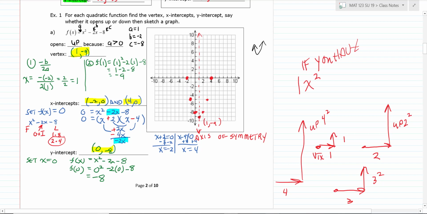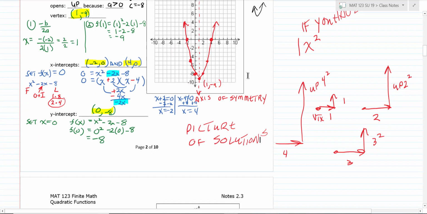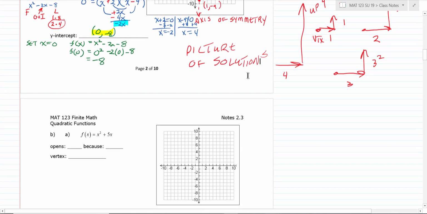Then you just connect your dots, and make sure you have double arrows. That's what the graph looks like. Again, a graph is a picture of the solutions of that quadratic. These are all the points. Every point on that quadratic, if you plug it into the formula, will check. So it's a picture.